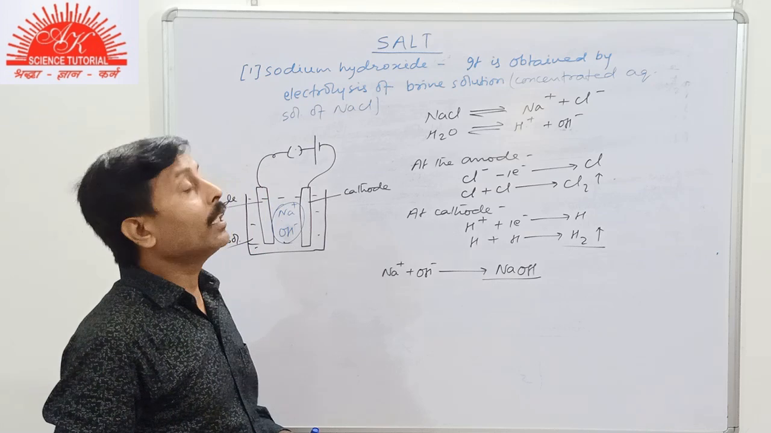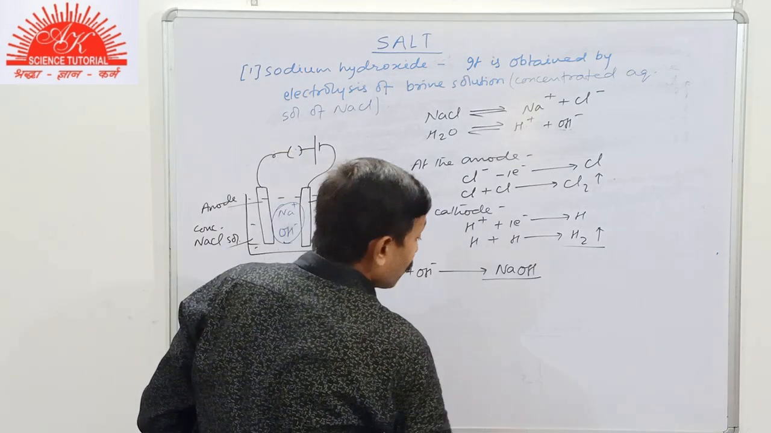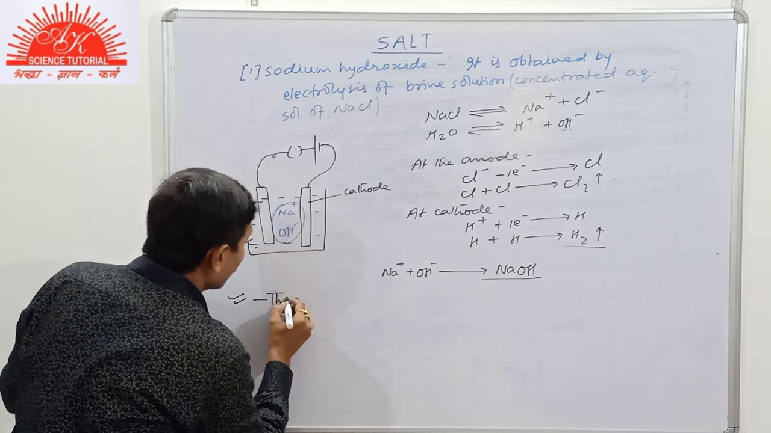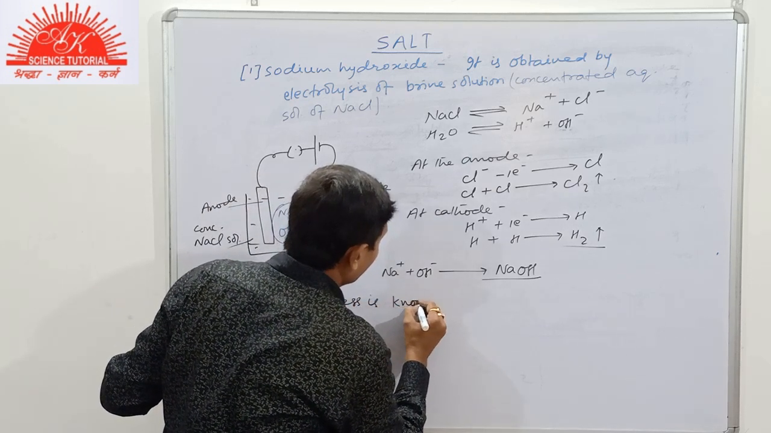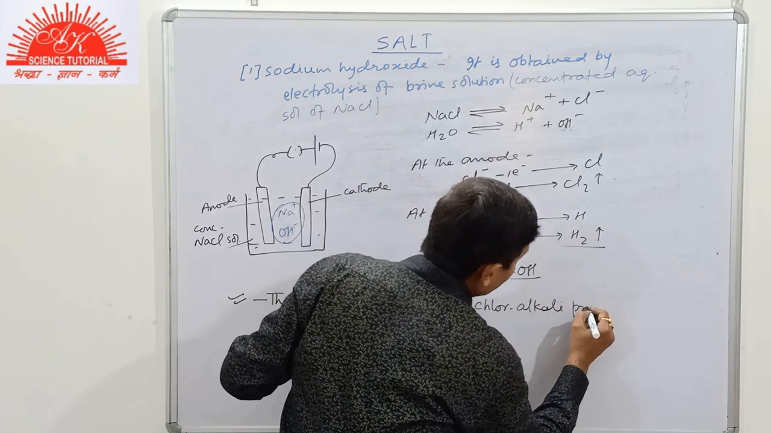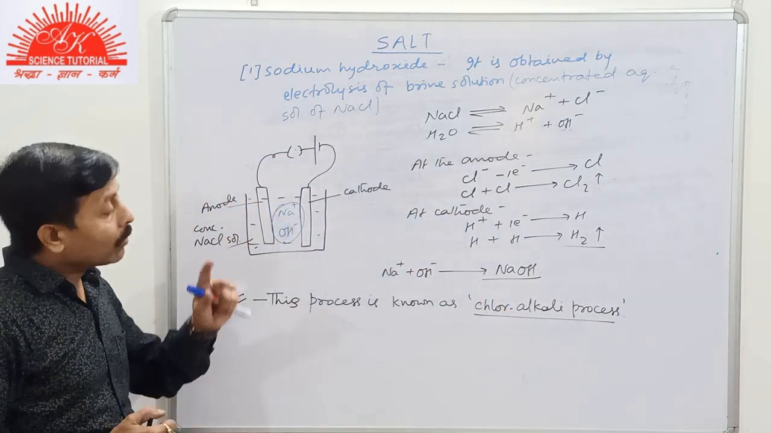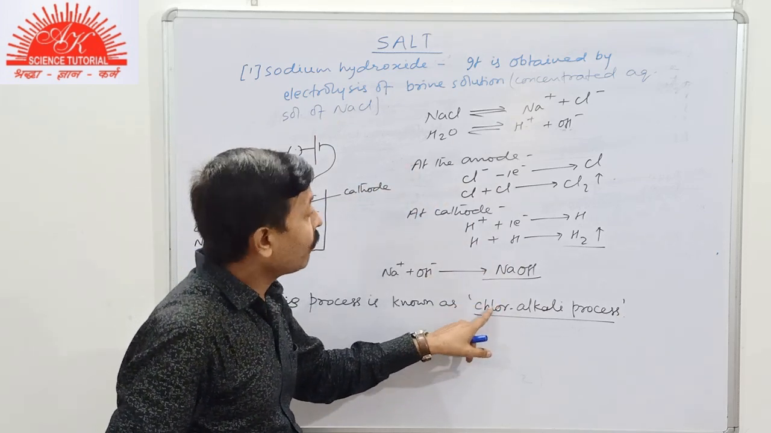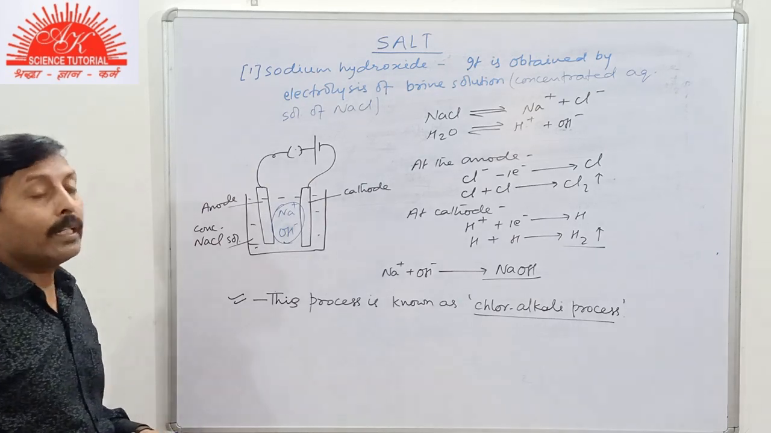So what are the products in the electrolysis of brine solution? There are three products. Now this process is especially known as the chlor-alkali process. Chlor-alkali process means the electrolysis of aqueous solution or brine solution producing chlorine and NaOH. Chlor for chlorine and alkali for NaOH. Hence, this is especially known as the chlor-alkali process.